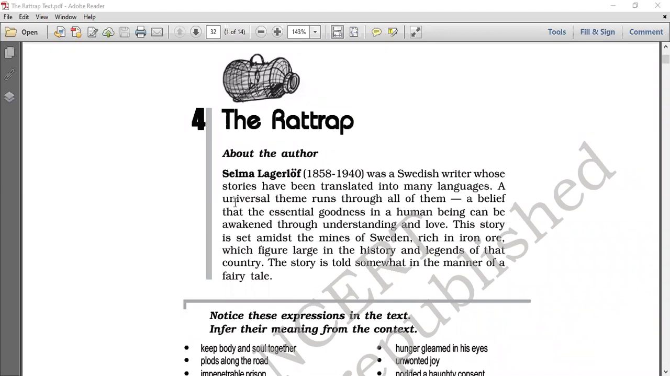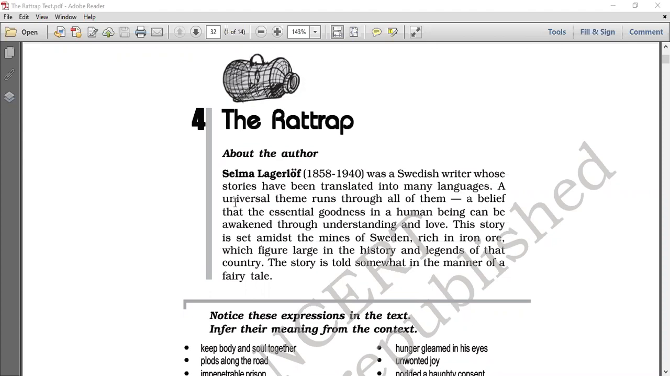Legends means pieces of fiction or stories of that country. The story is set amidst the mines of Sweden, that particular place, which is very famous and rich in iron and of course ore, and which figure large in the history and legends of that country.